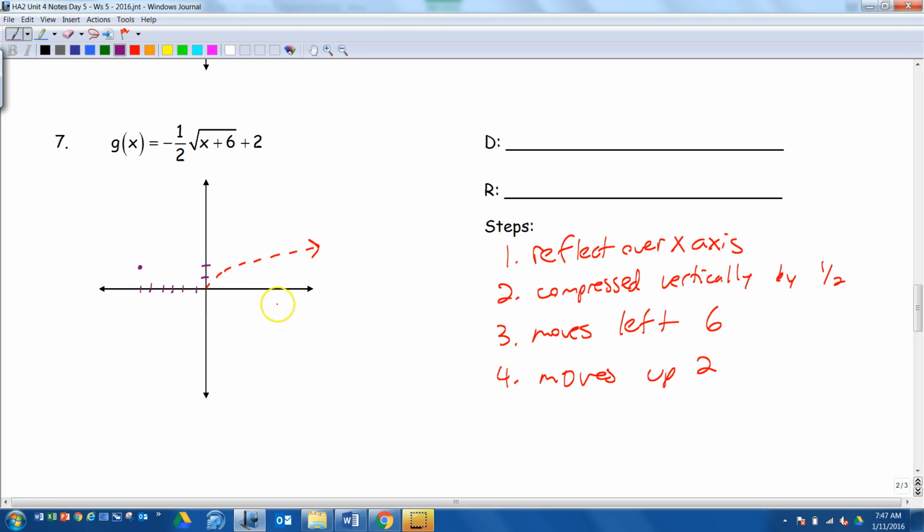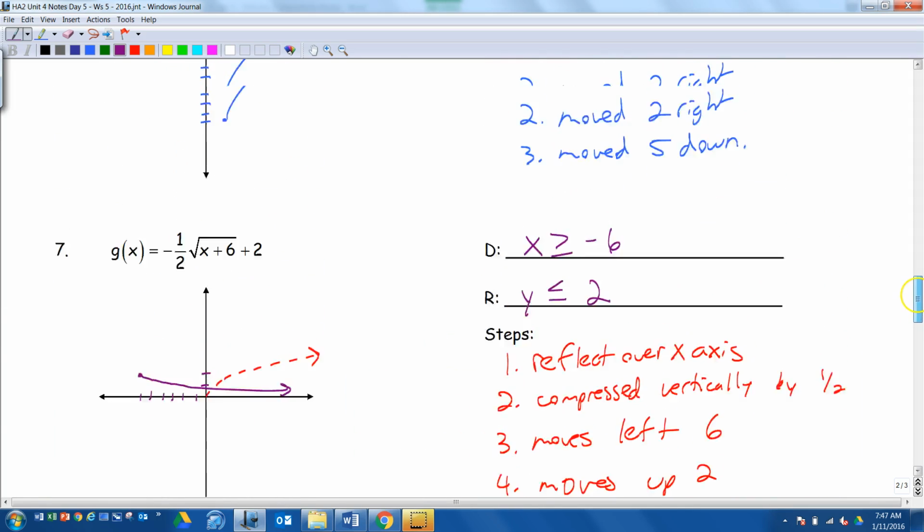It's going downward, except it's being pushed towards this line. It's being pushed towards its own point, so it's actually going to be skinnier. Okay, it's more compressed, pushed towards itself. The domain for this is x has to be greater than or equal to negative 6. The range is y is actually less than or equal to 2, because now the graph's going downward. Okay. So that is square root graphs.